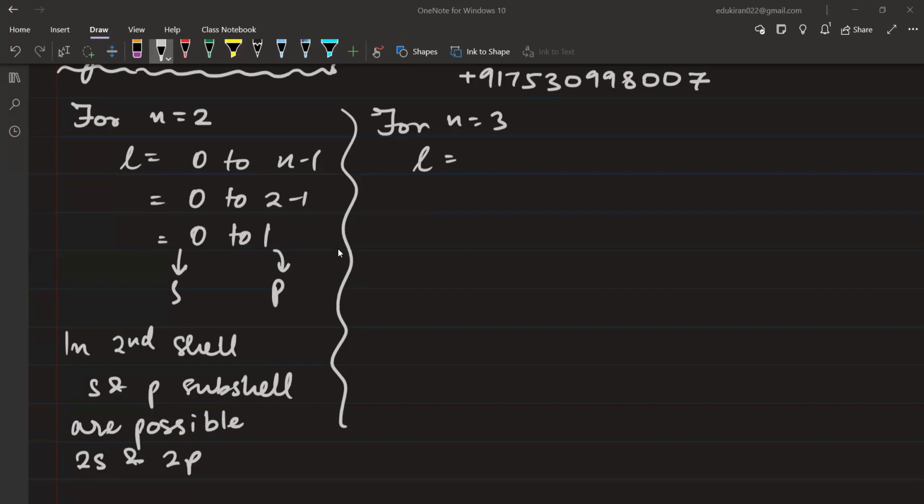Okay. Those who got the answer for n is equal to 3, what will be the values of L? Please send me on my Zoom chat itself. What will be the values of L?